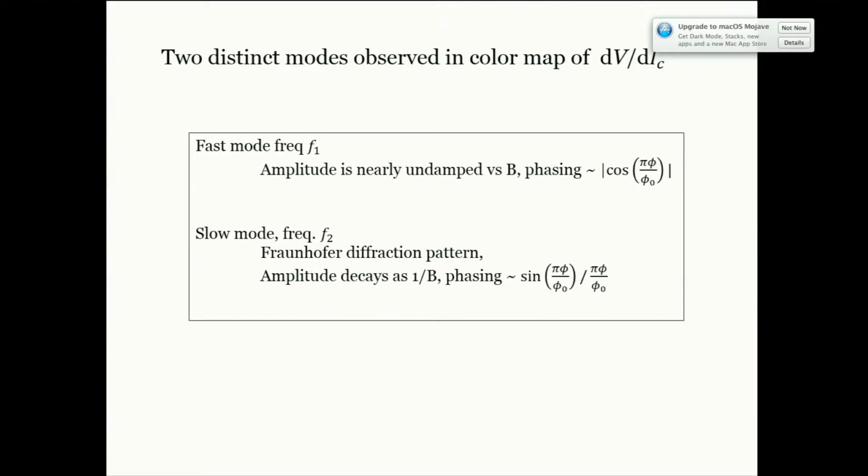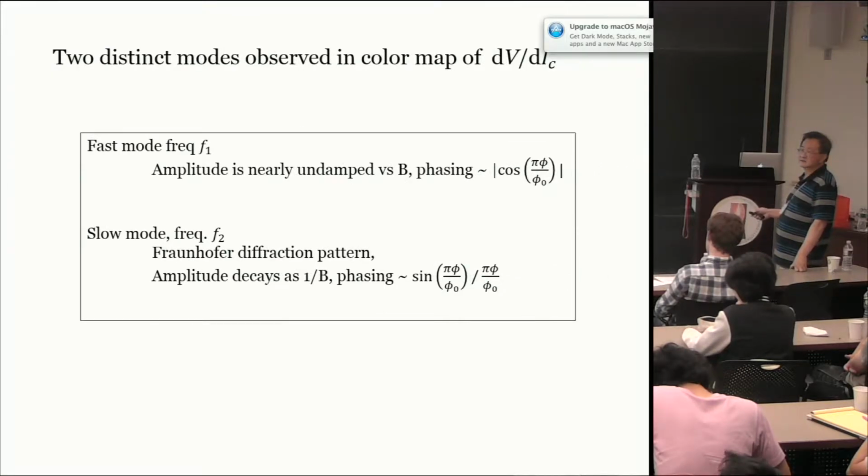So there are two distinct modes, as I mentioned, and I'm going to refer to one as a fast mode. These are the ones that are running like a scallop boundary. Its amplitude is undamped as you increase the field, and the phasing goes more like absolute cosine. So it's a different phasing. This was actually a misleading expression. I'll come back to that. But for the moment, think of the phase as behaving like cosine. Then there's a slow mode, which is the familiar Fraunhofer pattern, right? Fraunhofer diffraction. I'll remind you what that is in a few slides. The amplitude decays rapidly, like 1 over B, and has a very distinct phasing. It's this sinc function, right? Sinc meaning sine x over x.